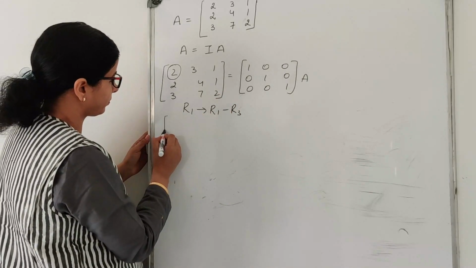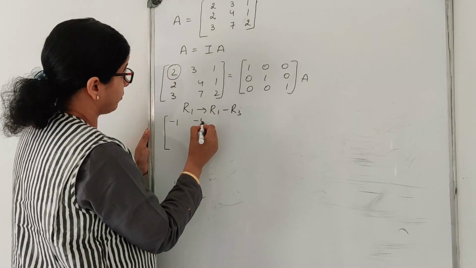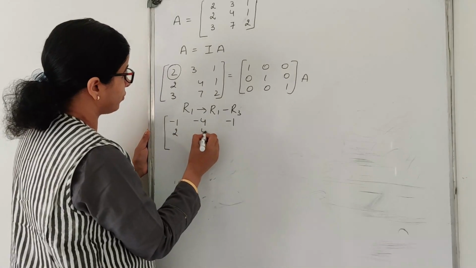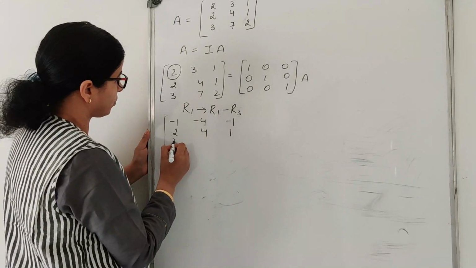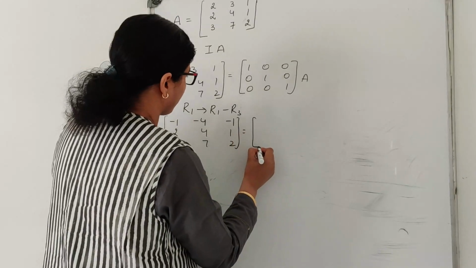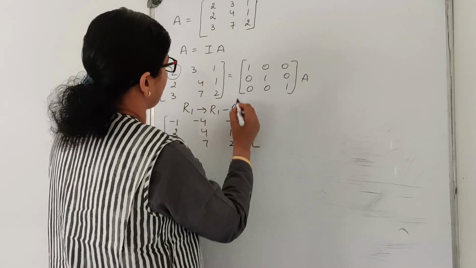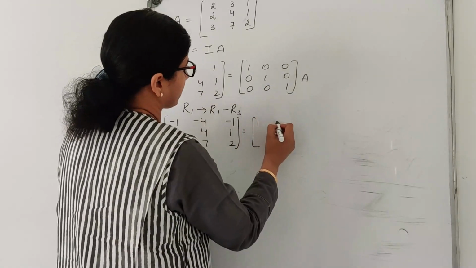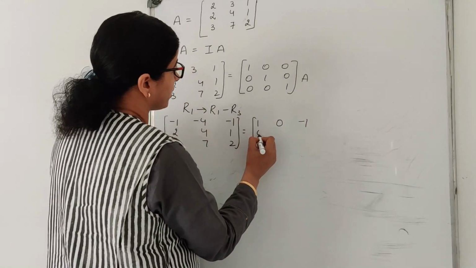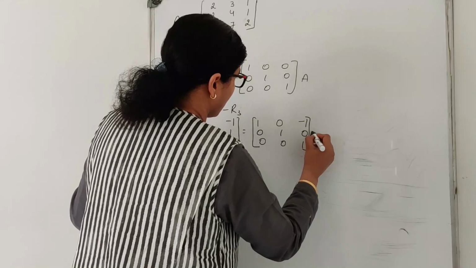So minus 1, minus 4, minus 1. The 2, 4, 1, 3, 7, 2 will be copied as it is. Now, on this side, 1, 0, minus 1, because I have done R1 minus R3. And 0, 1, 0, 0, 0, 1 will be copied as it is.